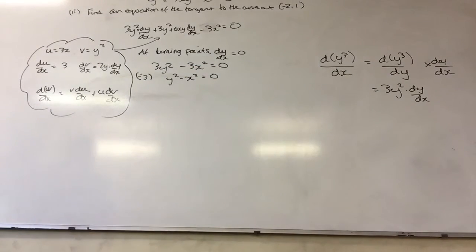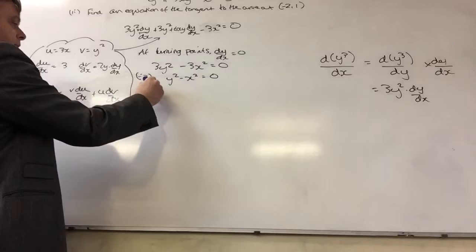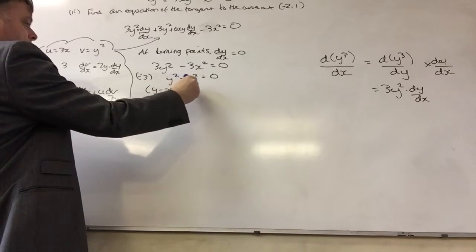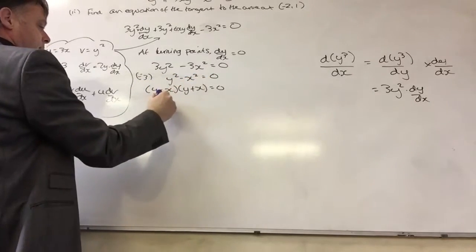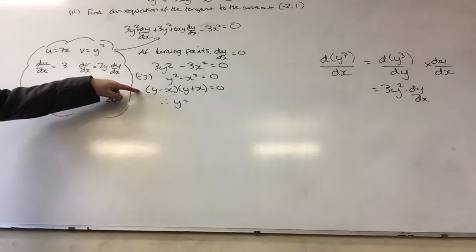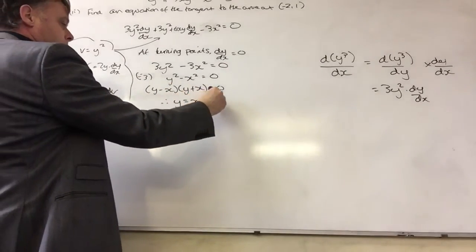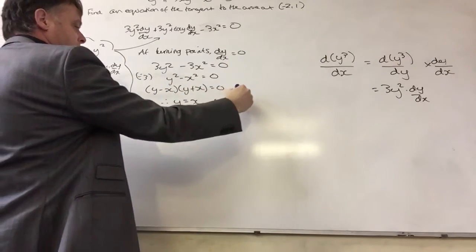Anything else we can do just to make things easy for ourselves? You could square root it. I wouldn't square root it, but let's put it in 2 brackets. You could put it into 2 brackets, difference of 2 squares. You've got (y minus x)(y plus x) is nothing. So therefore from this one, y is equal to x, and from the other bracket, y is equal to minus x.